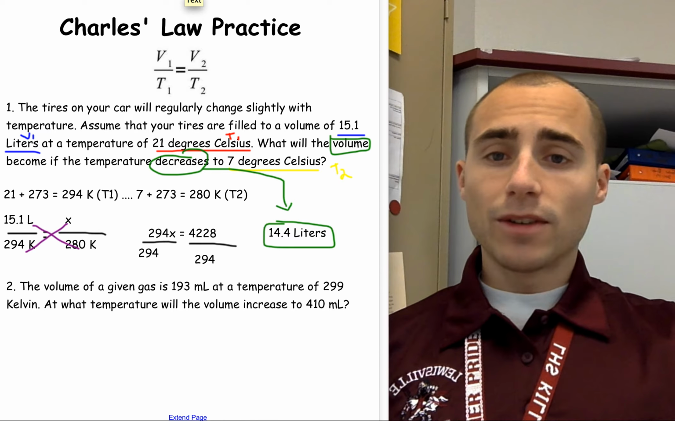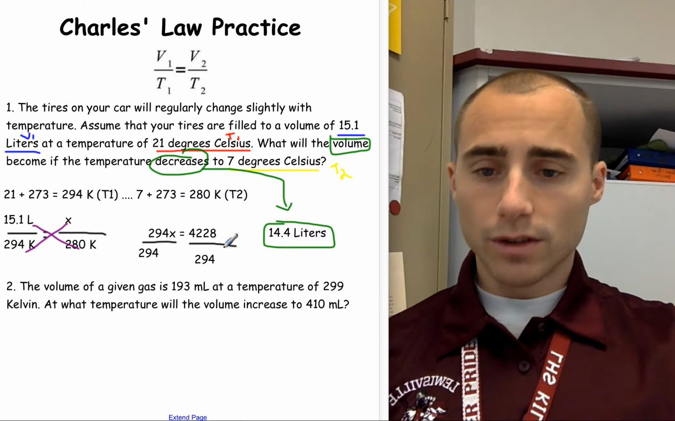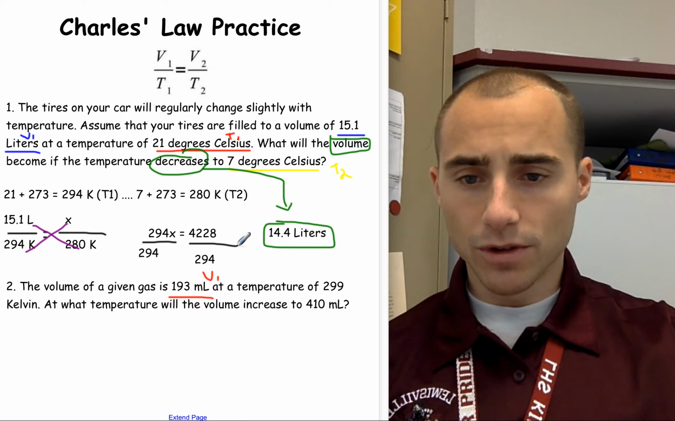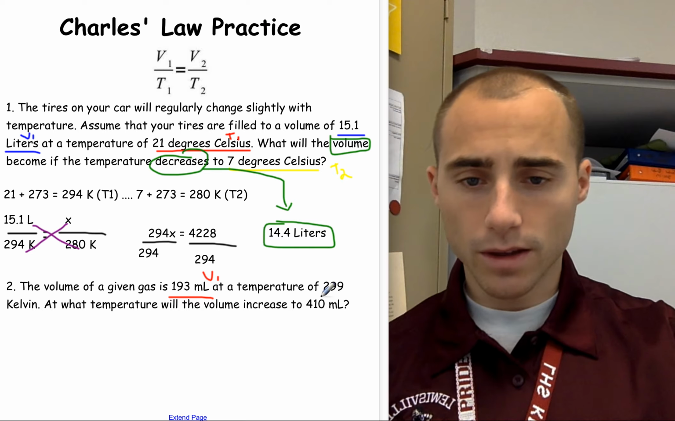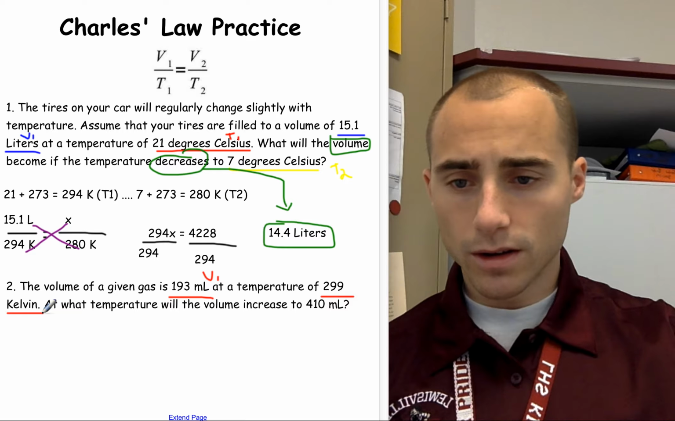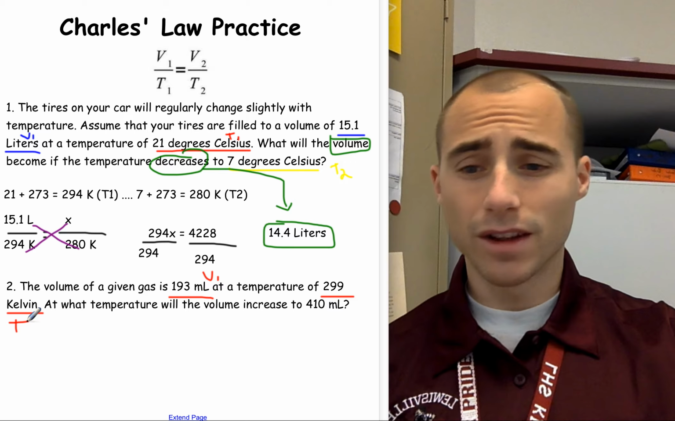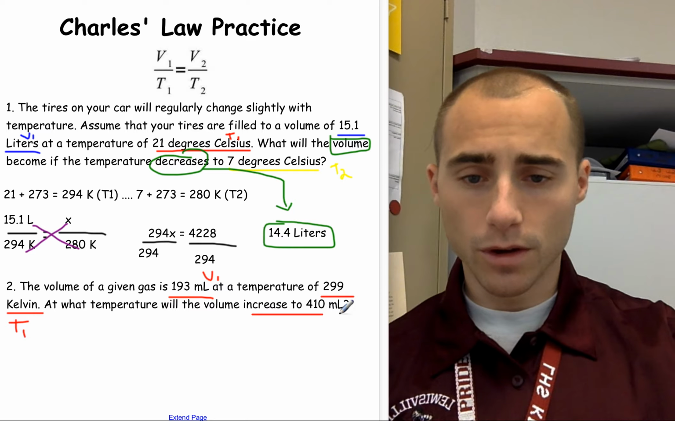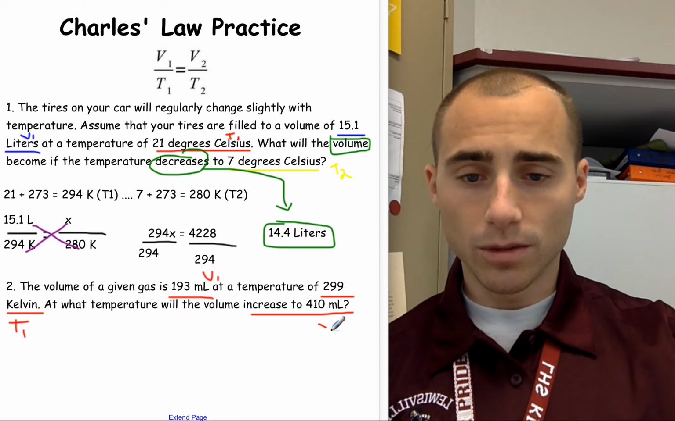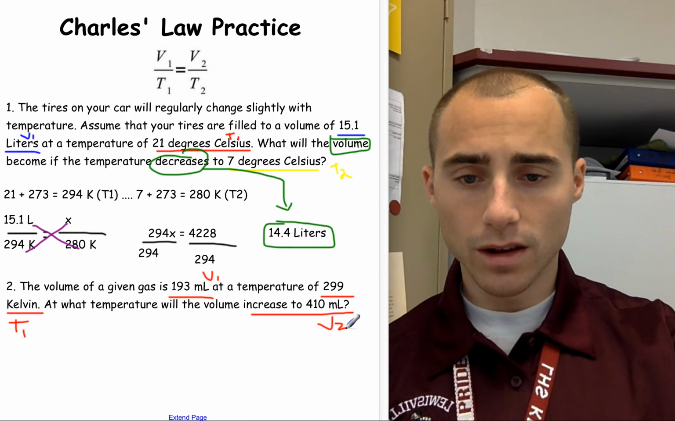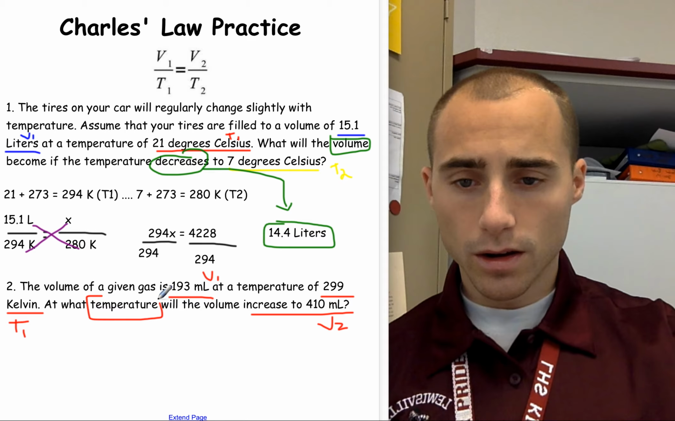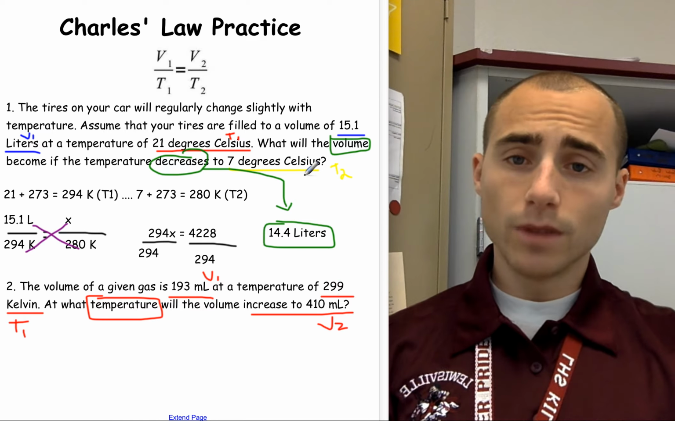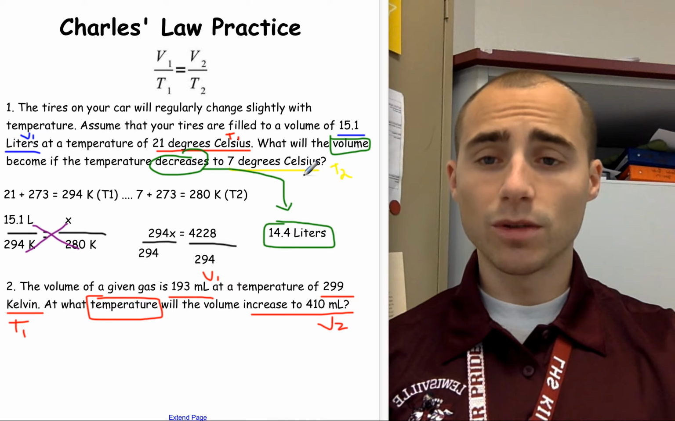The volume of a given gas is 193 milliliters, so that right here is our first thing we identify, and that's going to be our V1. At a temperature of 299 Kelvin, so that right there is going to be our T1. Look how quickly we can identify those. It's like magic. At what temperature will the volume increase to 410 milliliters? So that is going to be our V2, because it's the second volume we've seen, and we are solving for temperature. So first, do we need to convert from Celsius to Kelvin? No, it's already in Kelvin.